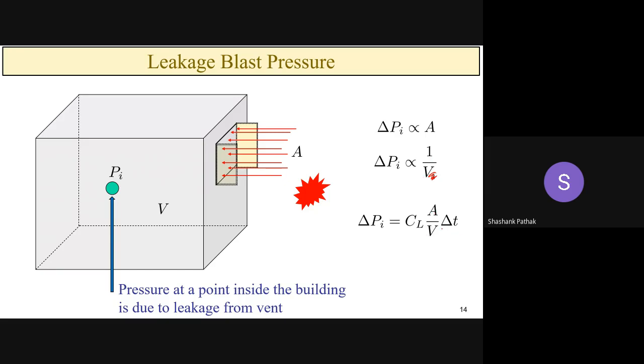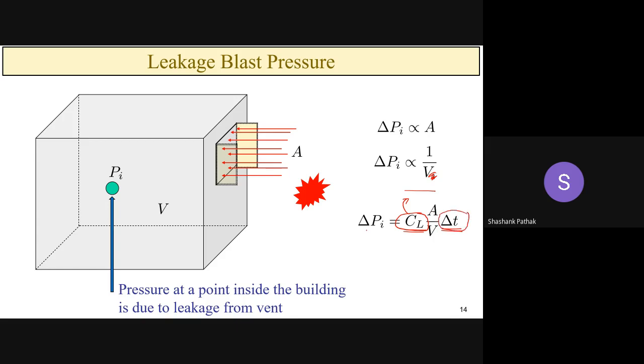And this delta t represents the time step. And this CL is basically the leakage coefficient. So this is an empirical parameter which comes out of several experiments that have been done. We will see how to calculate CL. So A upon V, these are the dimensions of the opening and the structure. Delta T is the time step.